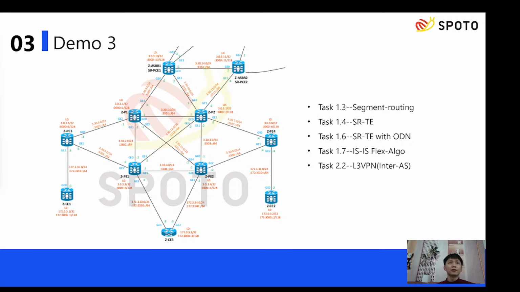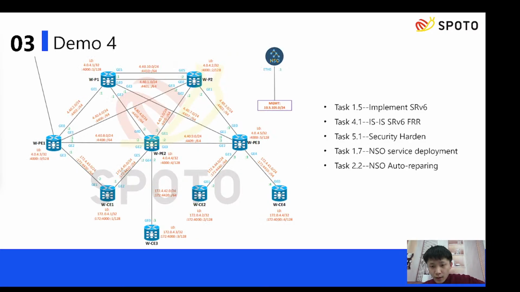Okay, let's move on. You can see the demo 4, 5, and 4. You need to finish the SRv6 and FRR fast reroute and some security skills. Okay, security hardening. And the major task is NSO, NSO service deployment.